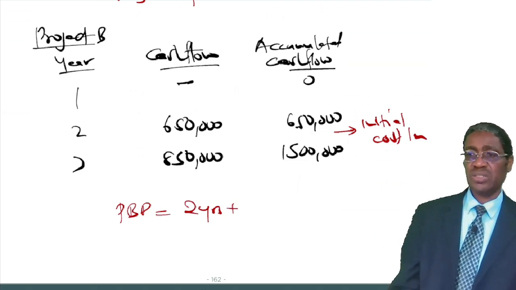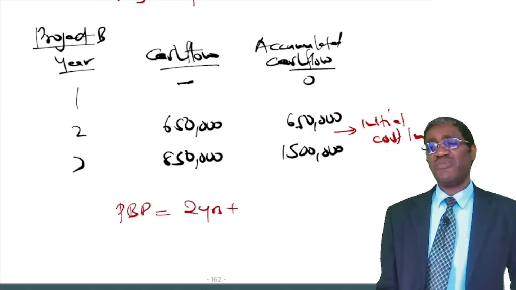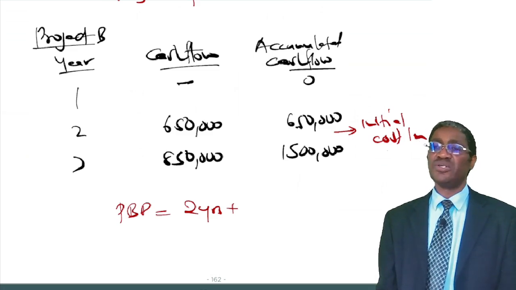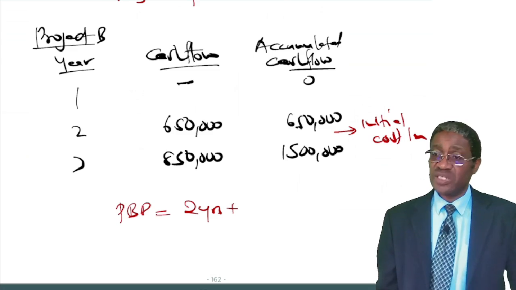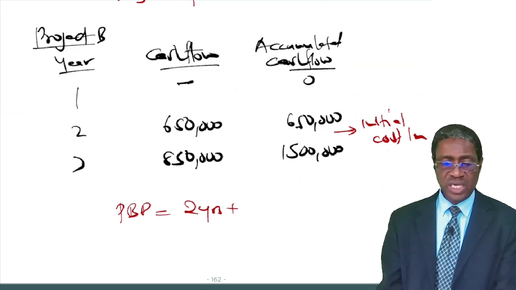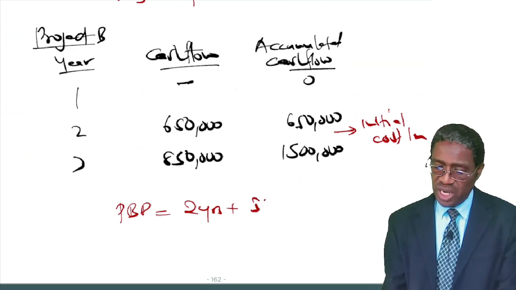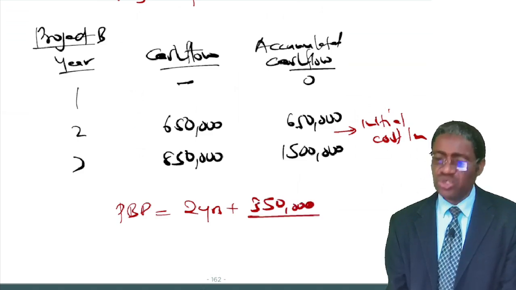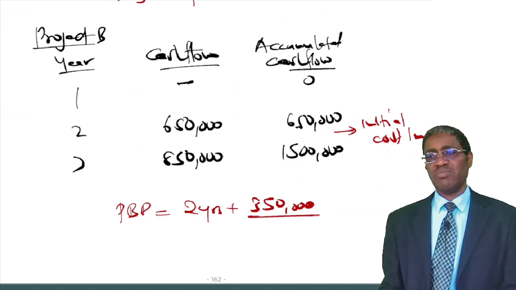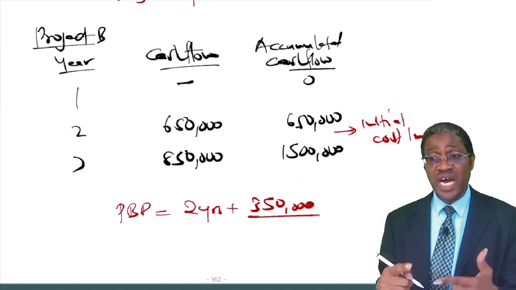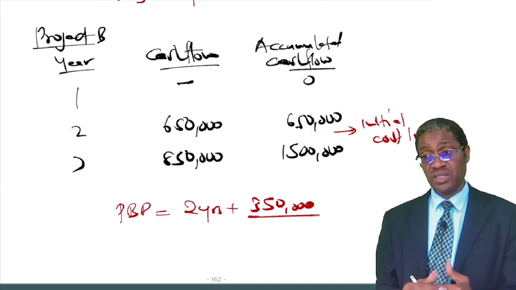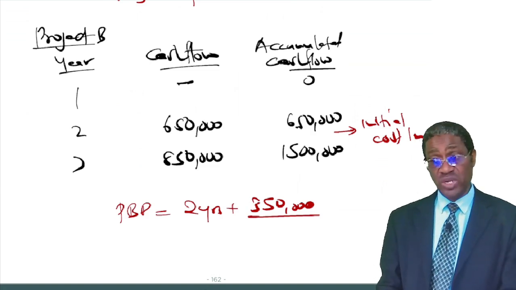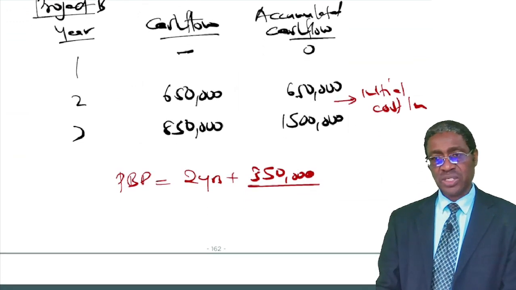What's the balance? In the second year, you have only recovered 650. You need to recover 1 million. So you need another 350. Are you seeing it? You need another 350. So we add 350,000. I told you divide that by what? By the cash flow of the year of full recovery. That is how much? 850.